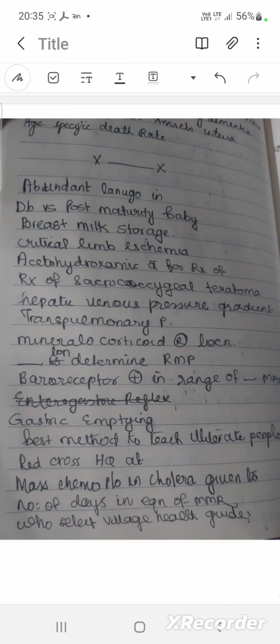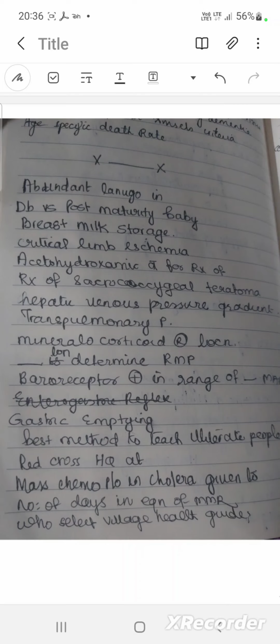Mineralocorticoid receptor is located everywhere, in most of the places in the GIT, including the parotid, kidney, gut, and also in the brain and pituitary, but the exception is the liver.